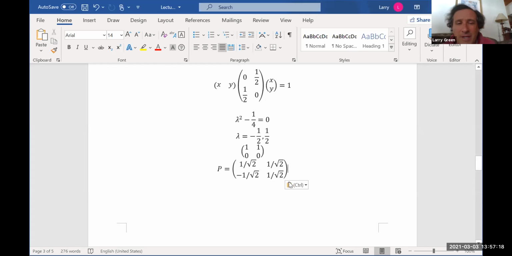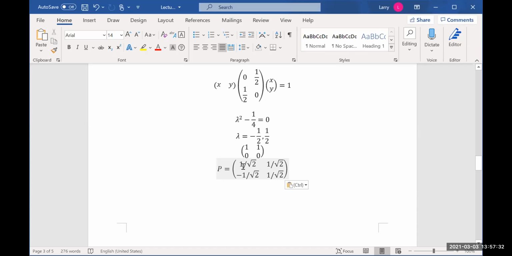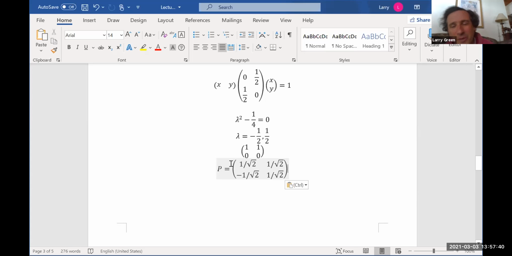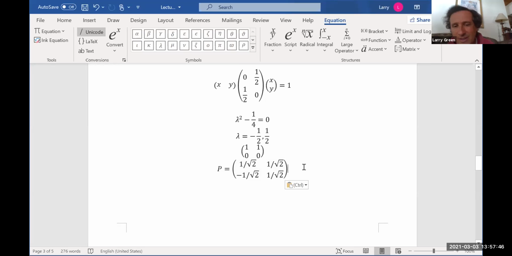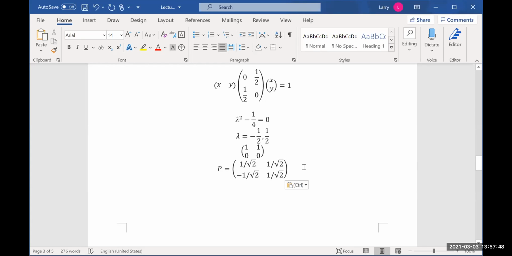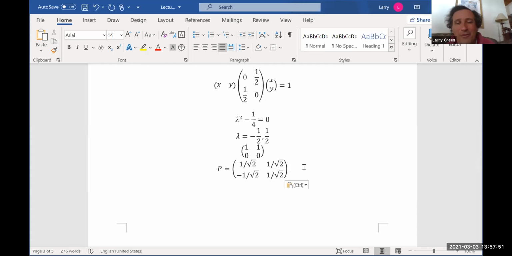Okay, now we can realize this as a rotation matrix. How much is it rotated by? Remember that the first one is the cosine. If the cosine is 1 over root 2, not 1/2, what is your angle? It will be 45 degrees or pi over 4. So this is a rotation by pi over 4.